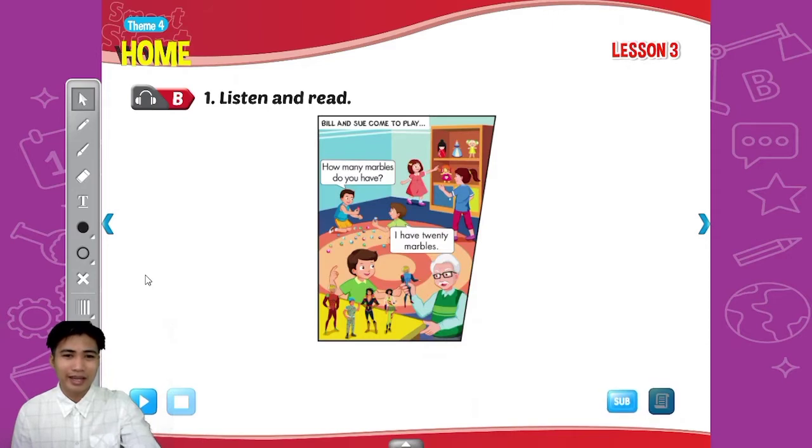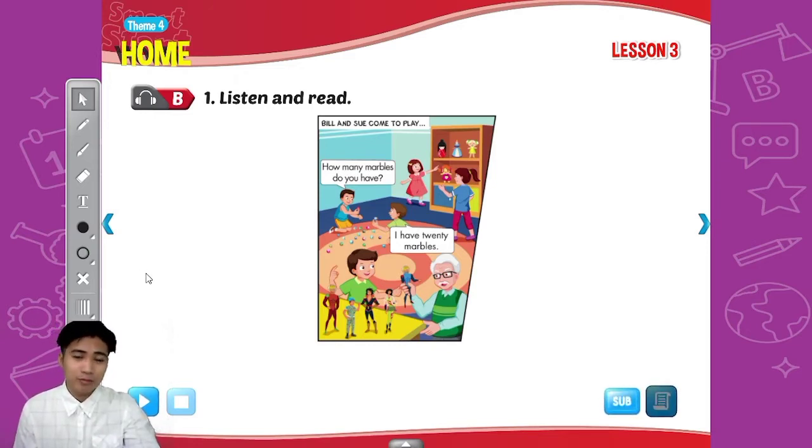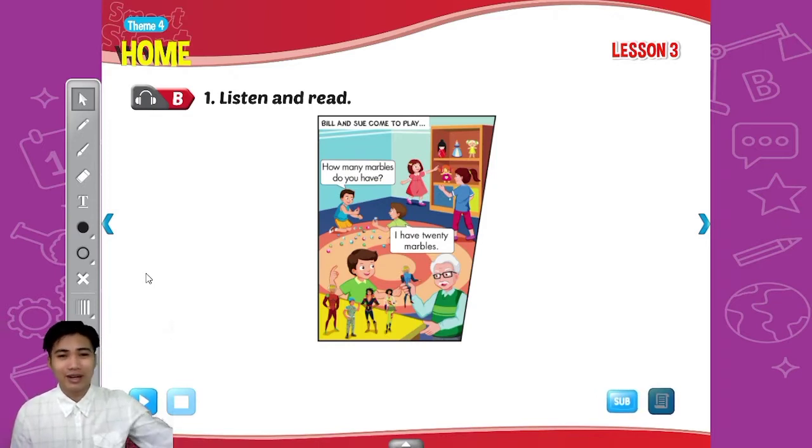Again, the story is Bill and Sue come to play. The story is all about counting their toys. They're asking, how many marbles do you have? I have 20 marbles. So they're counting their toys. Let's see what our activity is next.